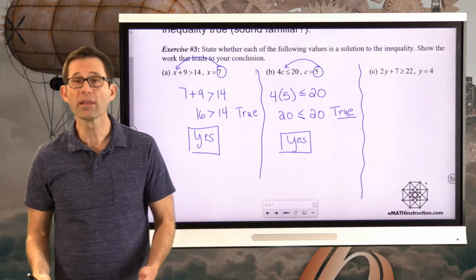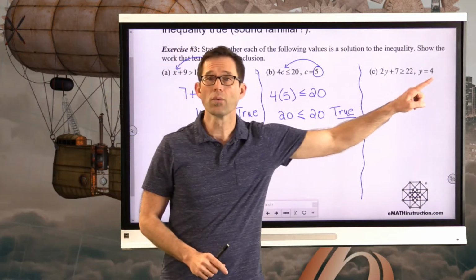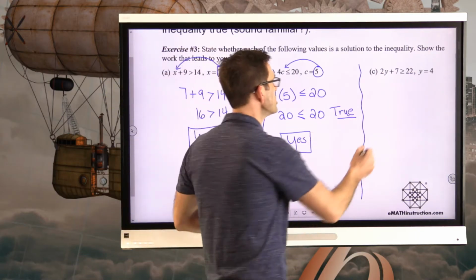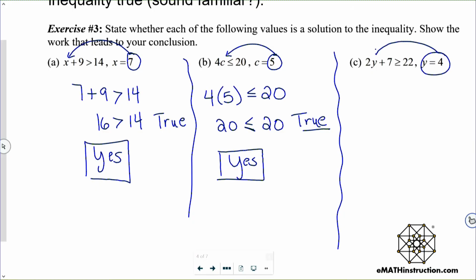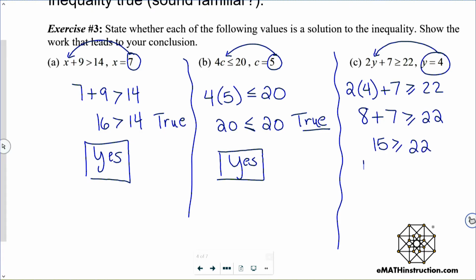All right. And finally, letter C. I want to take y equals 4 and substitute it into the equation. That's simple enough. Let me plug it in. We're going to get 2 times 4 plus 7 is greater than or equal to 22. 2 times 4 is 8, so now 8 plus 7 is greater than or equal to 22. 8 plus 7 is 15. Is 15 greater than or equal to 22? The answer is most certainly no. False. So this is not a solution to the inequality.